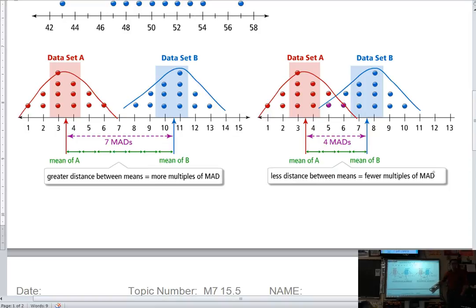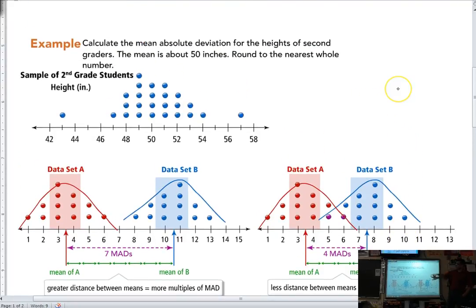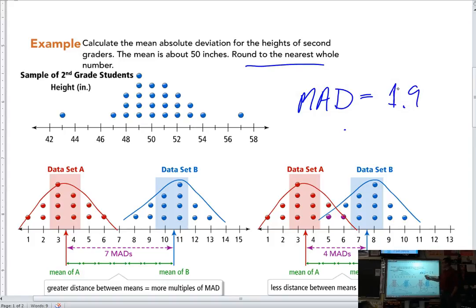Wait, how do you find the mean absolute deviation between two data? So we compare, so we first found out, up here we found out their mean absolute deviations were approximately 2, didn't we? Check your work from the 1.9. So it says round to the nearest whole. So the mean absolute deviation here is approximately 2.